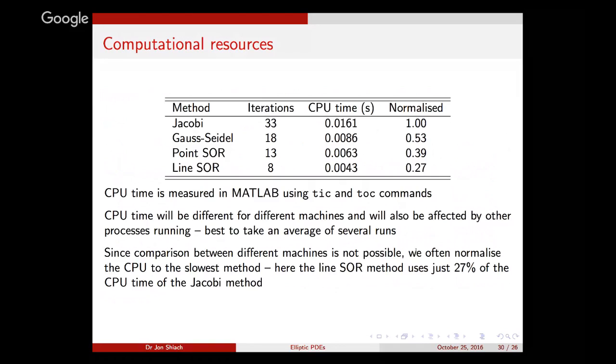So if I divide 0.043 by 0.061, I get 0.27. So that means the line SOR method took 27% of the time that the Jacobi method took. And that should be similar if you were to do it on your computer. So in short, line SOR is the best. More complicated to program, you have to use the Thomas algorithm. It's a bit more involved, but it's the best one. Point SOR is a good compromise between speed and ease of use.